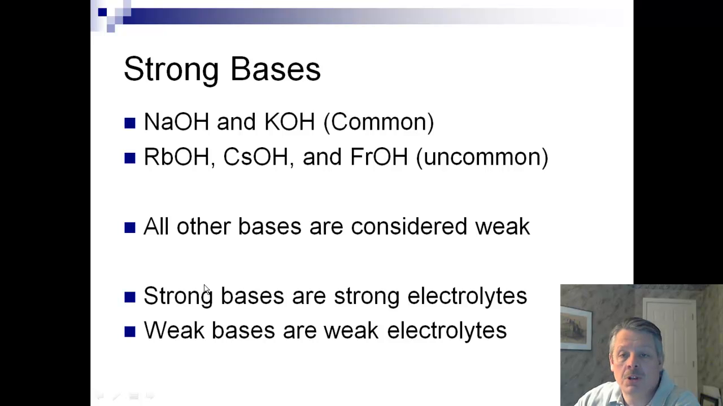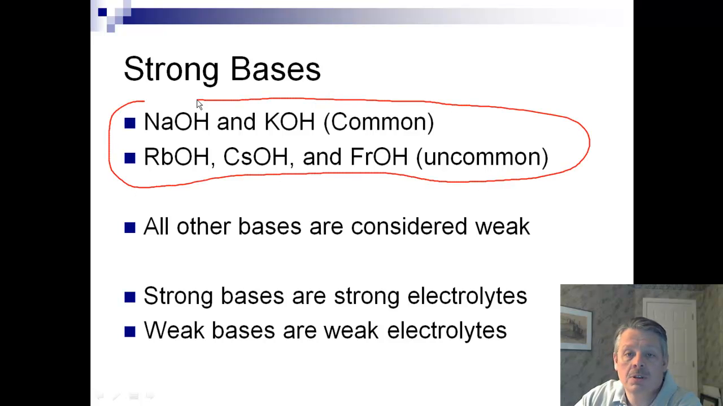You'll notice that all the strong bases, and you've got common ones and you've got uncommon ones, but you'll notice that all the strong bases, the metal, that thing right there, the metal, is in column 1. So sodium hydroxide and potassium hydroxide, the alkali metals are sodium and potassium, are very strong bases. Now the rest are strong bases as well. The problem is they're so expensive and so uncommon that you will not see them in the lab.